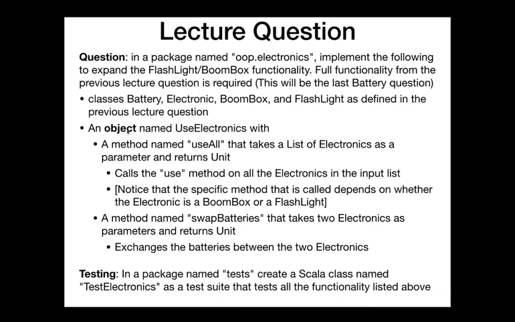For this lecture question, we want to expand that a little bit. Add an object named useElectronic, which has two methods. One, a useAll method that takes a list of electronics and calls the use method on every one of them. And a method named swapBattery, which takes two electronics and swaps out their batteries, as the name implies. The functionality here isn't too complicated. I don't foresee anybody getting tripped up on implementing those two methods.